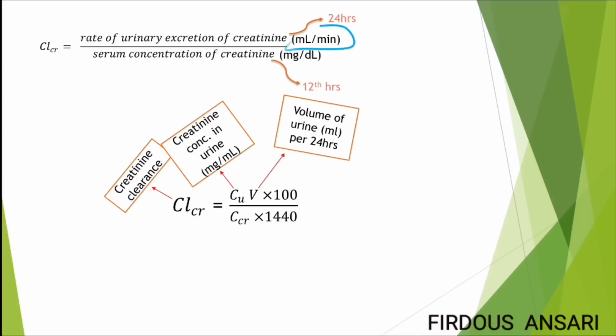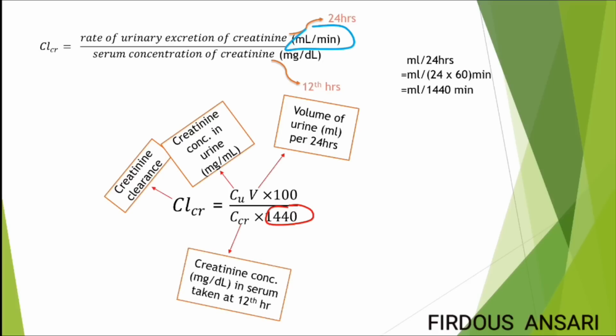But as you can see over here, we want the unit in ml per minute. So we don't want how much urine is collected in 24 hours, we want it per minute. So we need to convert 24 hours into minutes. 24 into 60 will get 1440 minutes. So we need to calculate how much volume of urine is collected in 1440 minutes, and the same thing is present in this equation. Next, this is the creatinine concentration in mg per deciliter in serum taken at the 12th hour. Now mg per deciliter means mg per 100 ml, and the same thing is present in this equation.